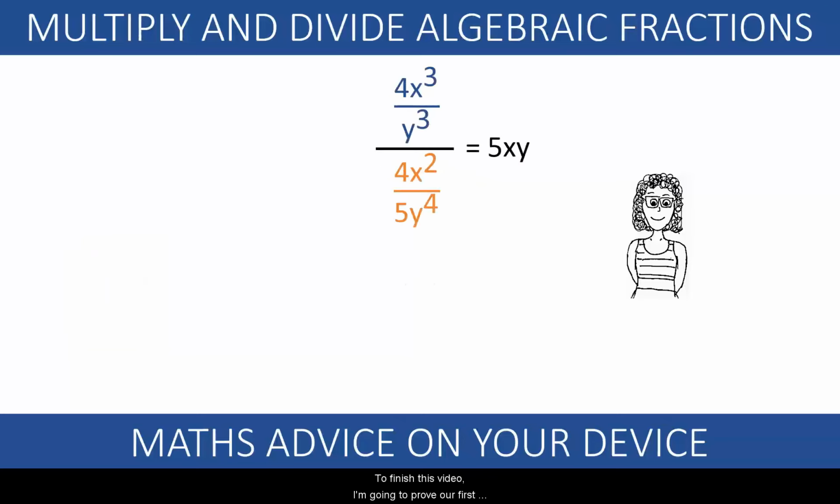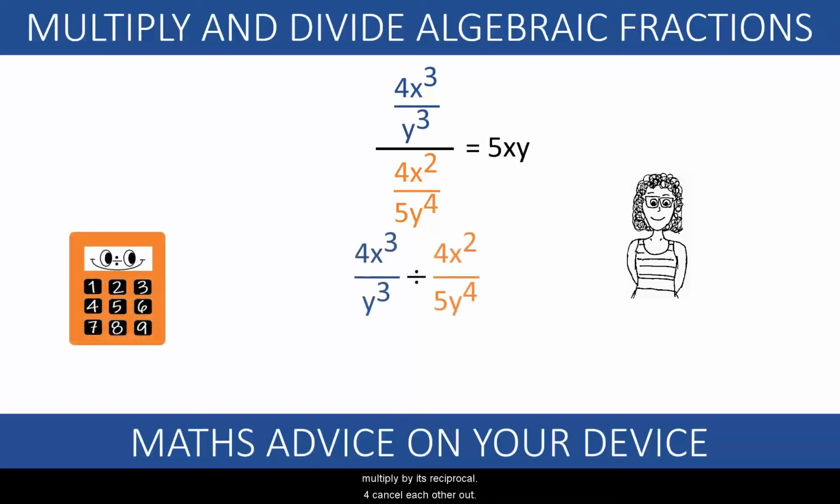To finish this video, I'm going to prove our first identity. We divide by a fraction by multiplying it by its reciprocal. 4 cancel each other out. X squared leaves 1x at the top. Y cubed leaves 1y at the top. 5xy is the simplified version of our algebraic fraction.